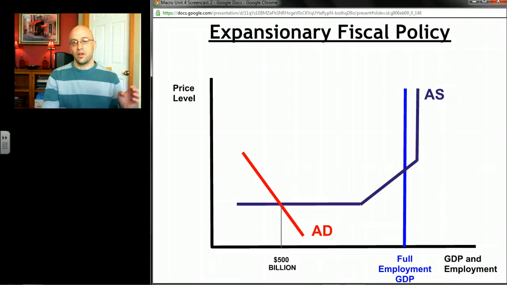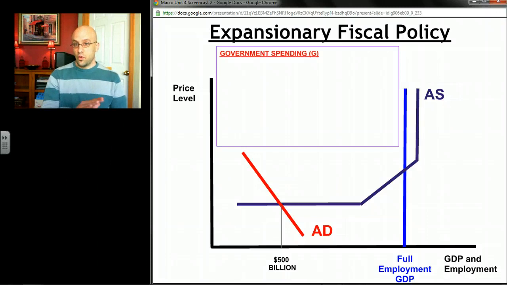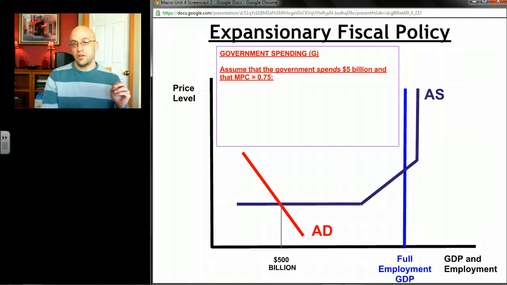And again, here's what it would look like, and let's analyze each of those tools, okay? So let's say that equilibrium's happening at $500 billion. That's GDP, right? That's where AD is crossing AS right now. That's obviously well below full employment according to this graph. So let's say the government starts spending money on whatever, a tank program, mission to Mars. Let's say that they spend $5 billion, and let's assume that MPC is equal to 0.75. Now you'll remember this $5 billion is going to turn into more spending depending on MPC. The multiplier, and there's the formula for the multiplier.